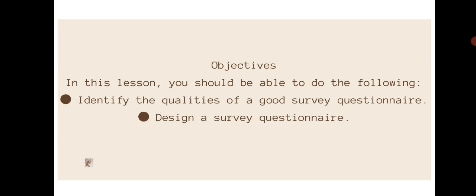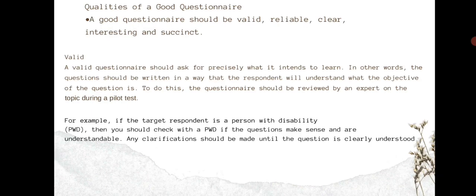Objectives. In this lesson, you should be able to do the following: identify the qualities of a good survey questionnaire, and design a survey questionnaire. Qualities of a good questionnaire. A good questionnaire should be valid, reliable, clear, interesting, and succinct.